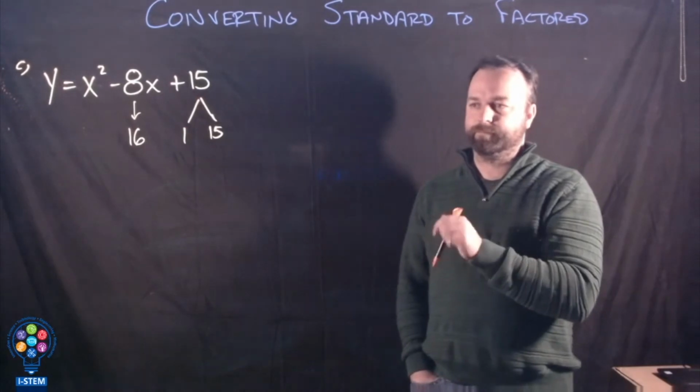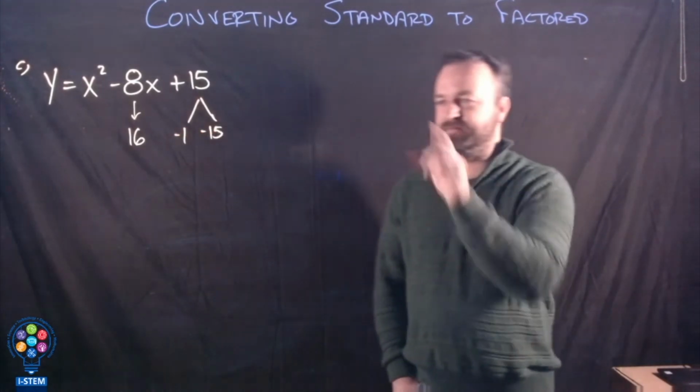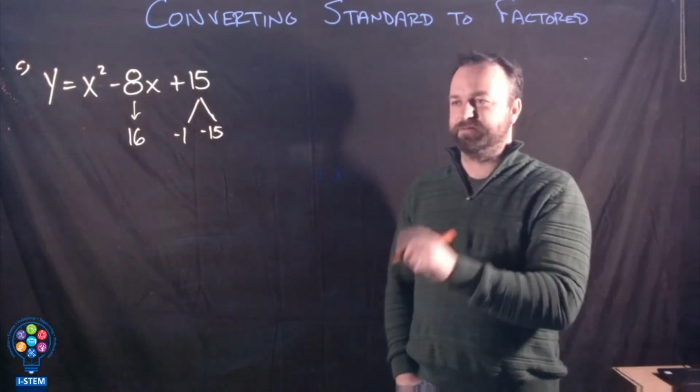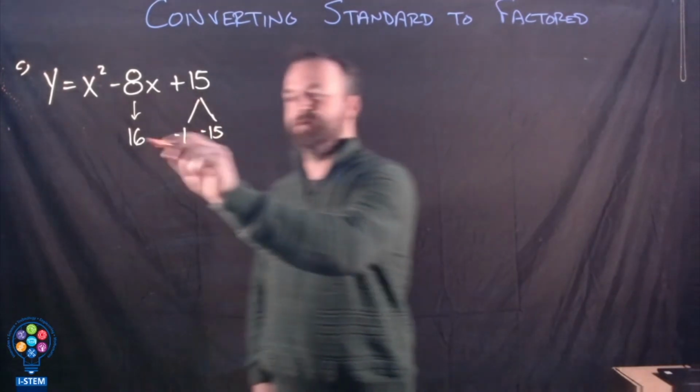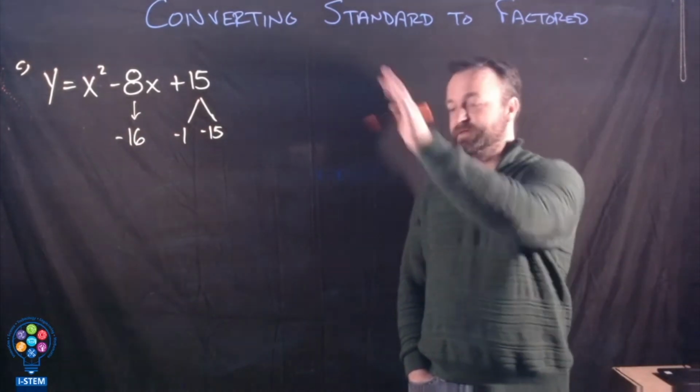They both need to be negative. They both need to be negative, yes. So I'm going to make both of these numbers negative. Negative 1 times negative 15 is still positive 15, but when I add these numbers together, I get a negative value, negative 16. Not quite my answer.